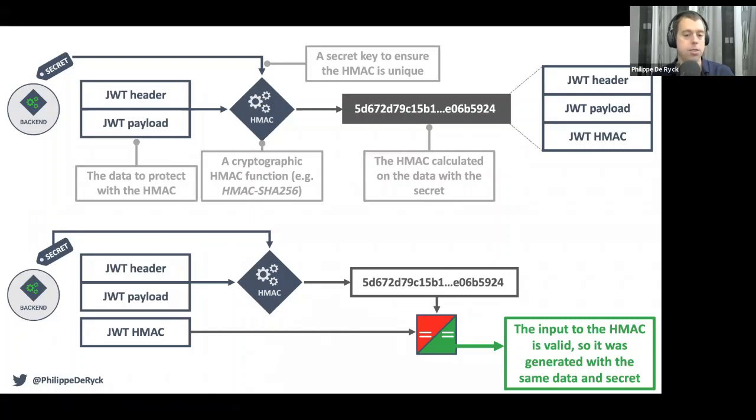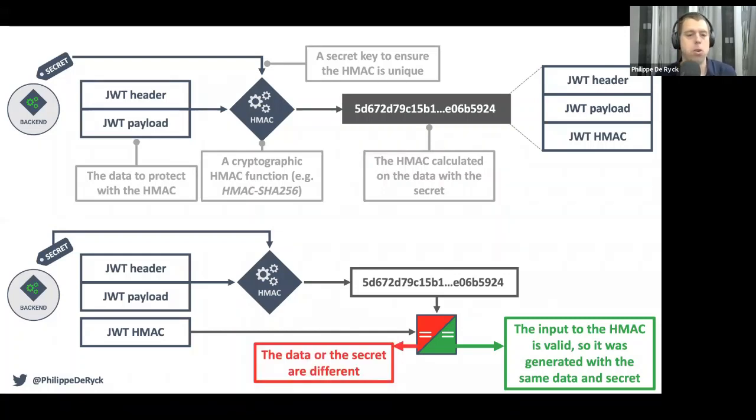that. If something goes wrong, if there's a difference, then either the data or the secret is different, but we don't really care what it is. We just reject the token and throw it out. And that's essentially what happens under the hood when you use an HMAC to protect the integrity of the data in a JSON Web Token.